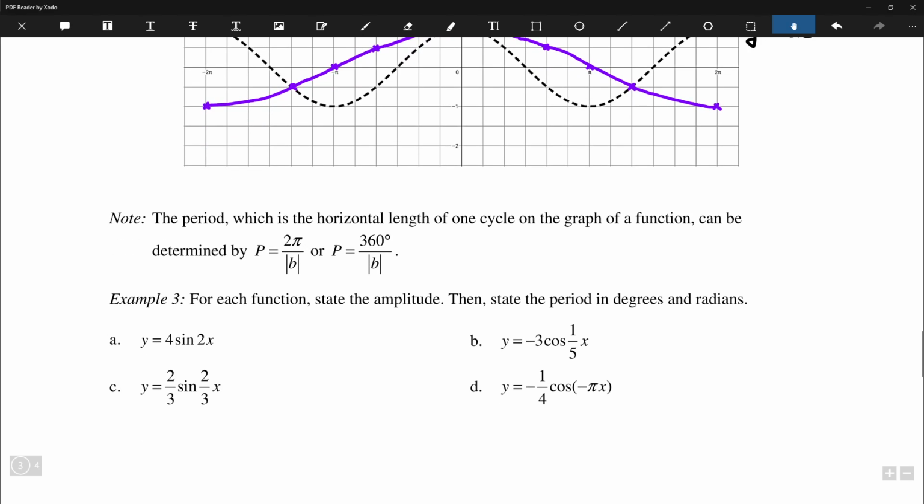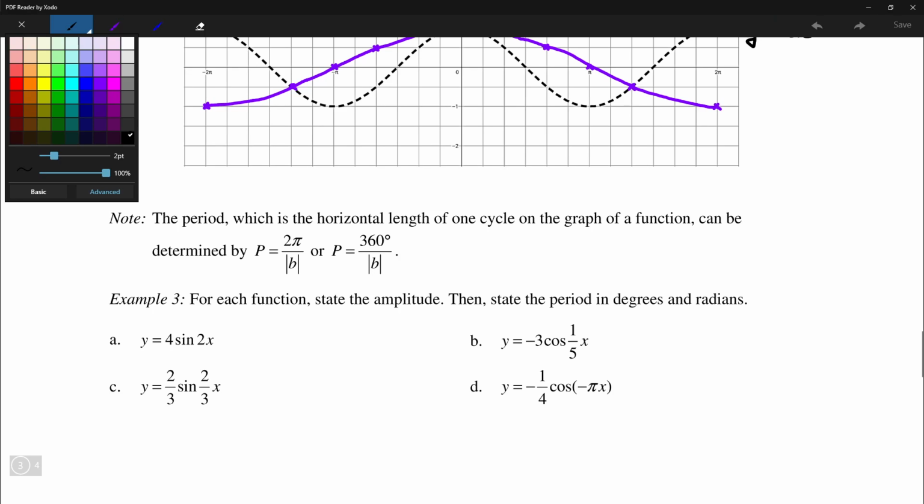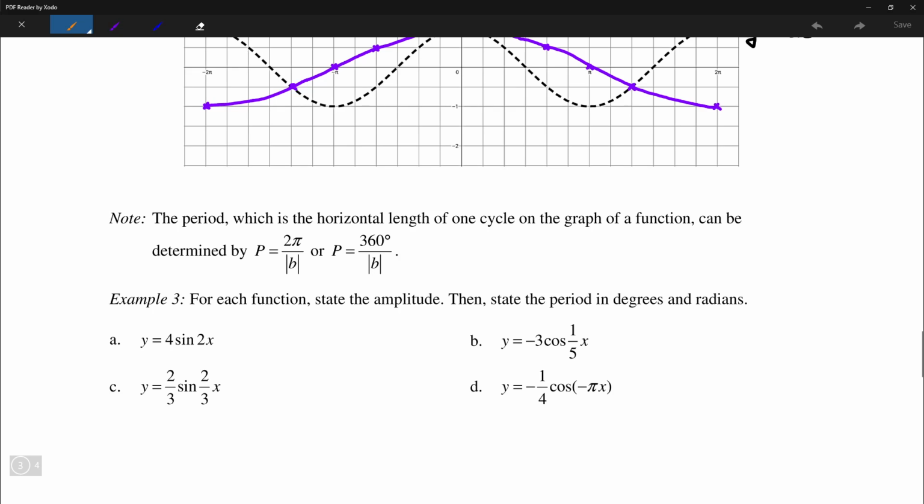So we can look at some trigonometric functions here and just determine the amplitude and the period just by looking at them. So in this first case, the amplitude is going to be 4, since the a value is 4. And the period will be 2 pi over 2, which is going to be pi. Okay, next one. The amplitude in this case is going to be 3. And the period will be 2 pi divided by 1/5, which is 10 pi.